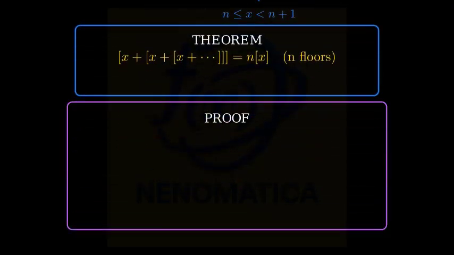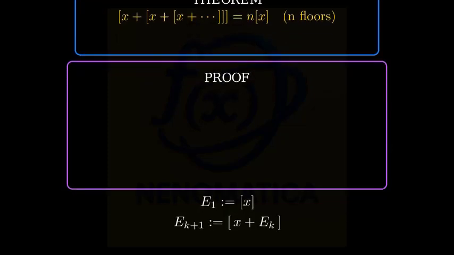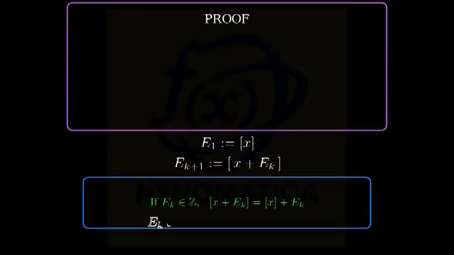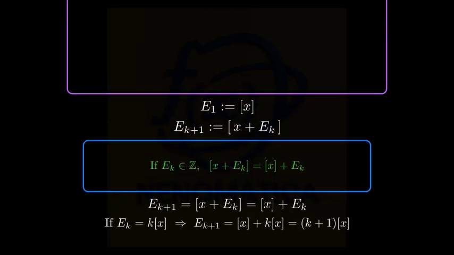Proof idea: define a sequence. E sub 1 equals the floor of x, and E sub k plus 1 equals the floor of x plus E sub k. Since E sub k is an integer, at each step we can pull it out of the floor. By simple induction, E sub k equals k times the floor of x. Therefore, a nesting of n floors equals n times the floor of x.